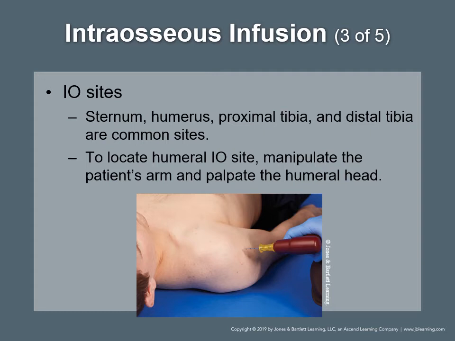IO sites, the sternum, humerus, and proximal tibia and distal tibia are the common sites. The technique for performing IO infusion requires proper anatomic landmark identification. To locate the humeral IO site, you will need to manipulate the patient's arm and palpate the humeral head.